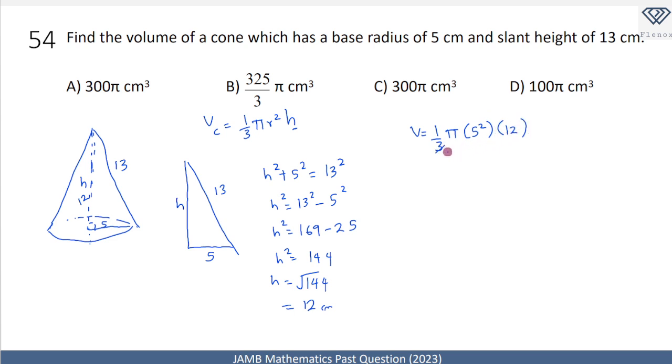So 3 in 12 is 4. So the volume is just going to be pi times 5 squared, which is 25, times 4. And what is 25 times 4? 25 times 4 is 100. So the volume is just going to be 100 pi centimeter cube. And that makes option D the correct option.